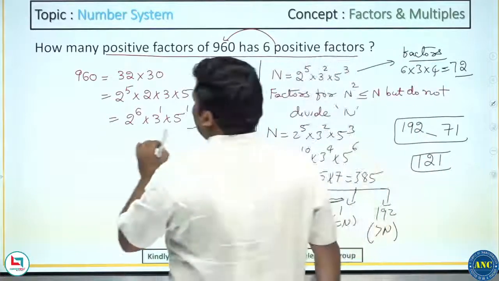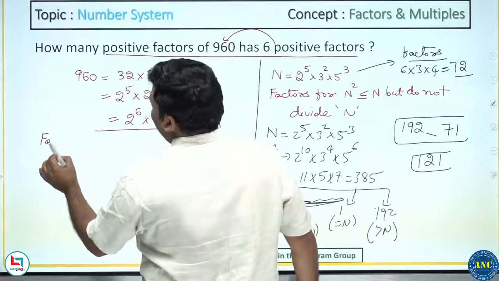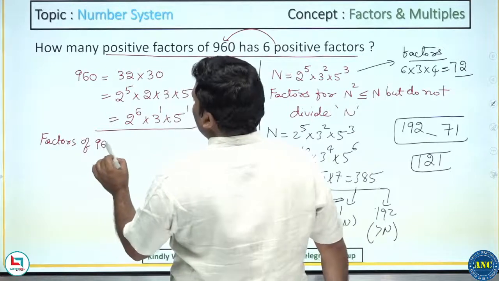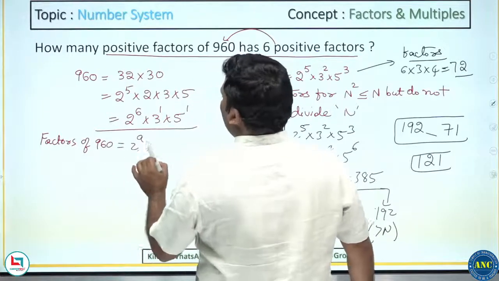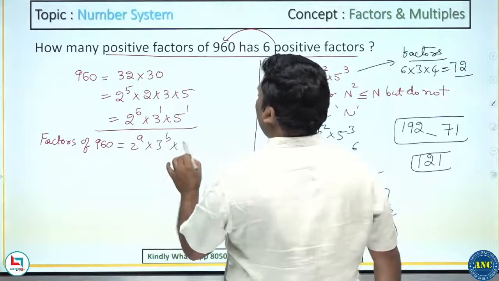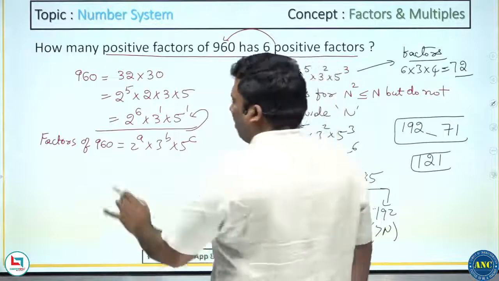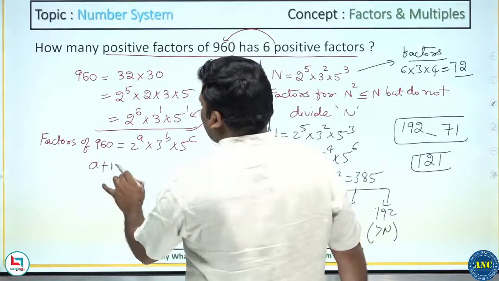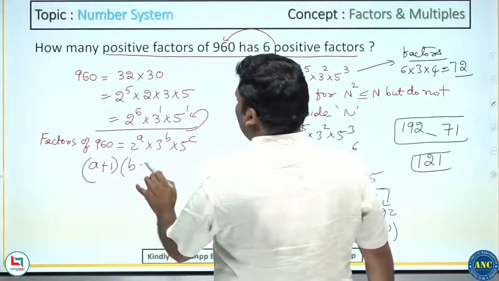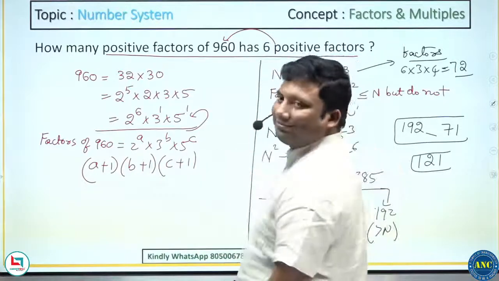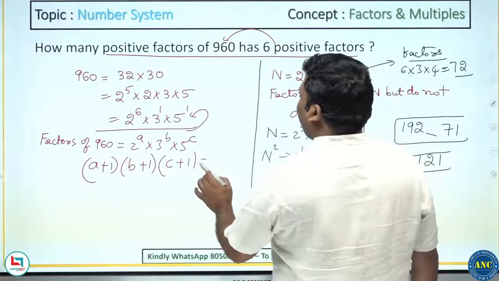Now, definitely, factors of 960 will be of the form 2 power a into 3 power b into 5 power c. A factor is derived from this. a ranges from 0 to 6, b from 0 to 1, c from 0 to 1. It has got how many factors?